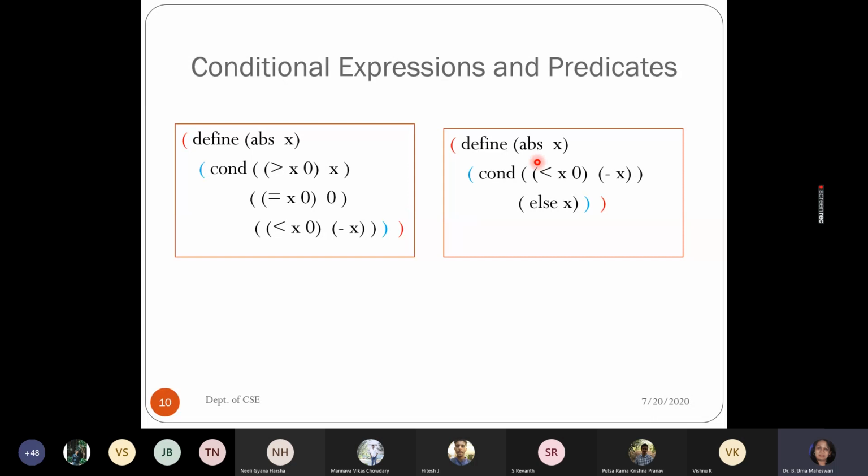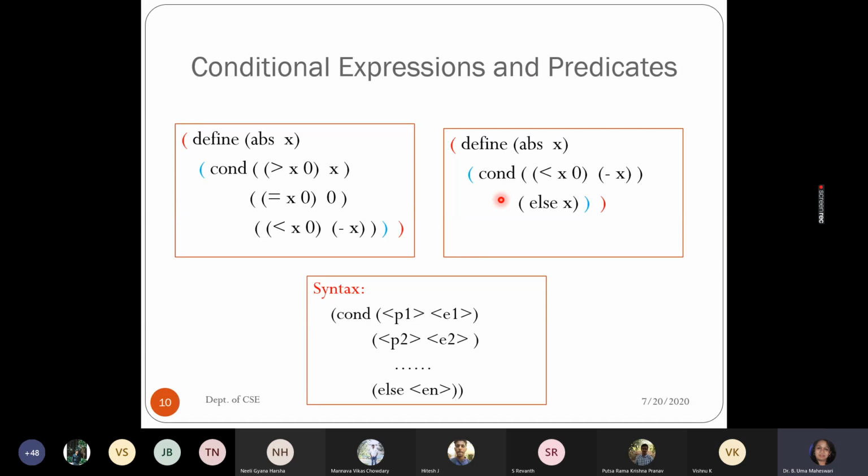Okay, there is no return statement at all in Lisp. As soon as the expression is evaluated, it will return the value of the expression. There is no return statement. Please keep in your mind. Don't use the return statement. Okay.